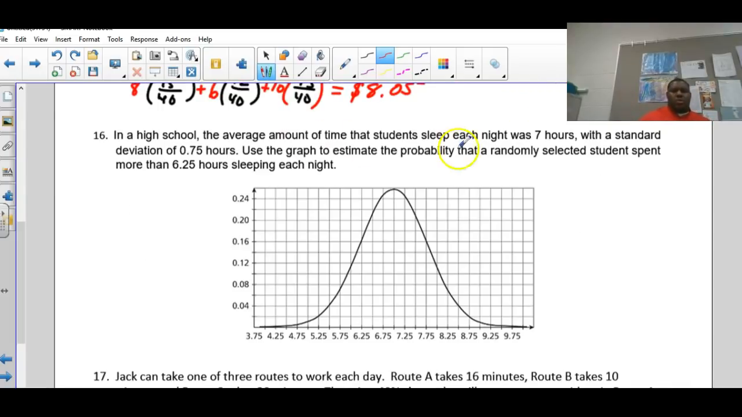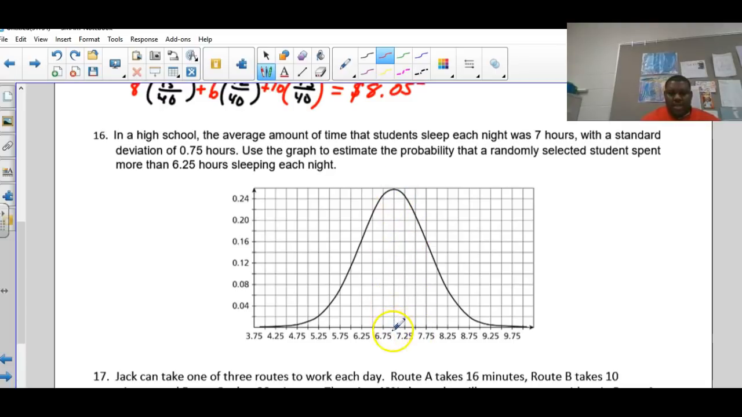In a high school, the average amount of time students sleep each night is 7 hours, and the standard deviation is 0.75 hours. Use this graph to estimate the probability that a randomly selected student spends more than 6.25 hours sleeping a night. So check this out.